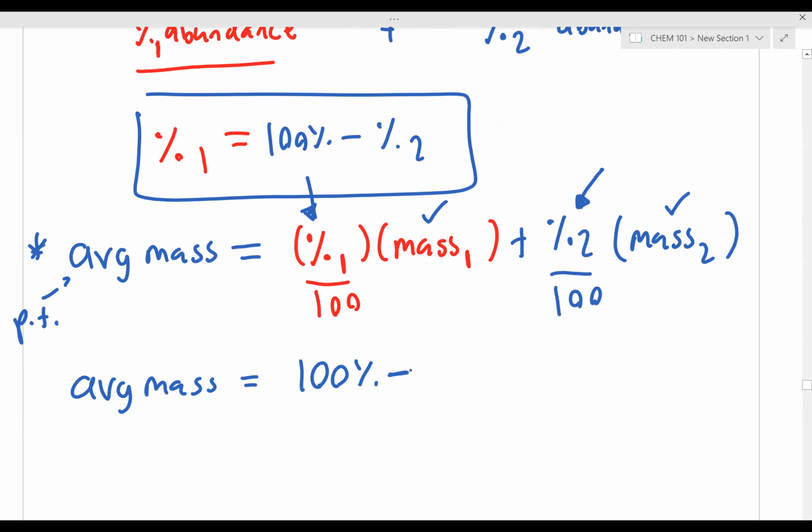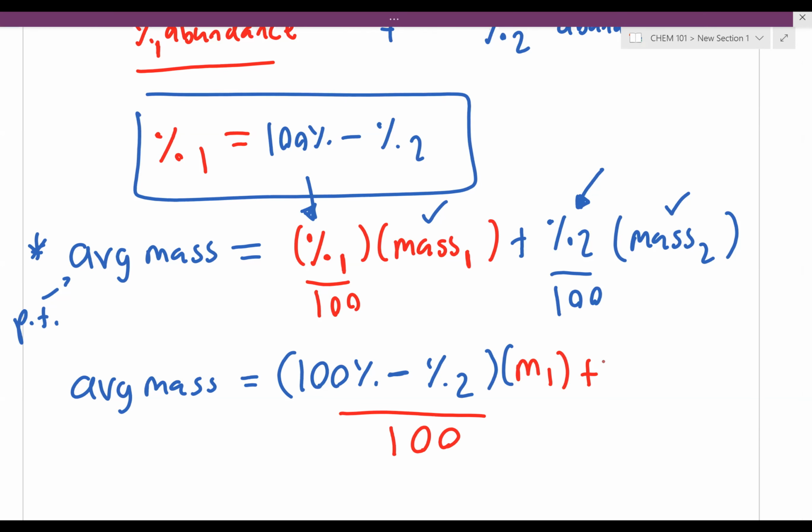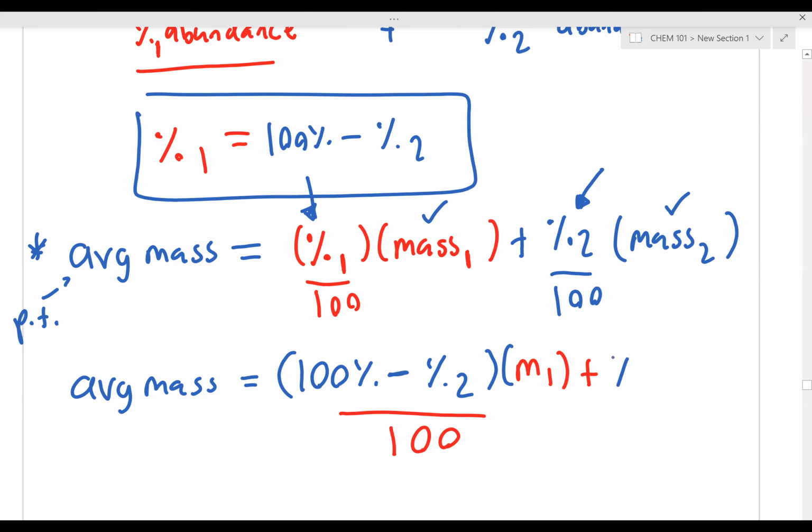100% minus the percentage of isotope 2 times, and let's use a different color, the mass of isotope 1 divided by 100. I'm going to abbreviate mass 1 as M1. Is everyone okay with that abbreviation change? Okay. And then, of course, this second portion of the equation just stays the same. The percentage 2 over 100 times M2.